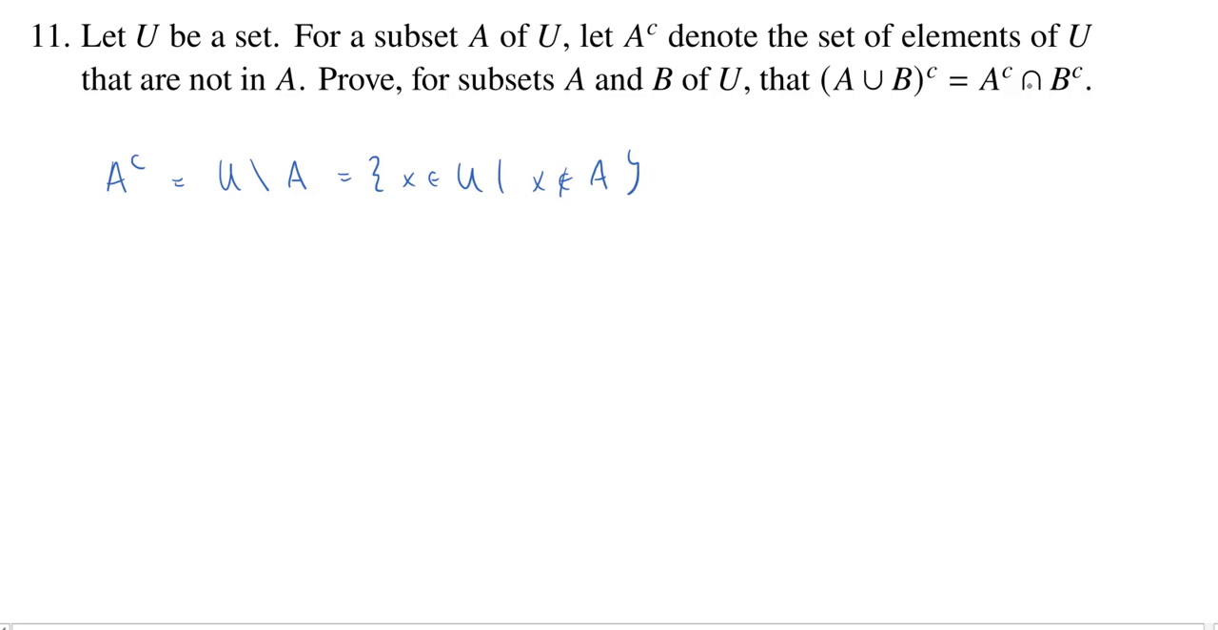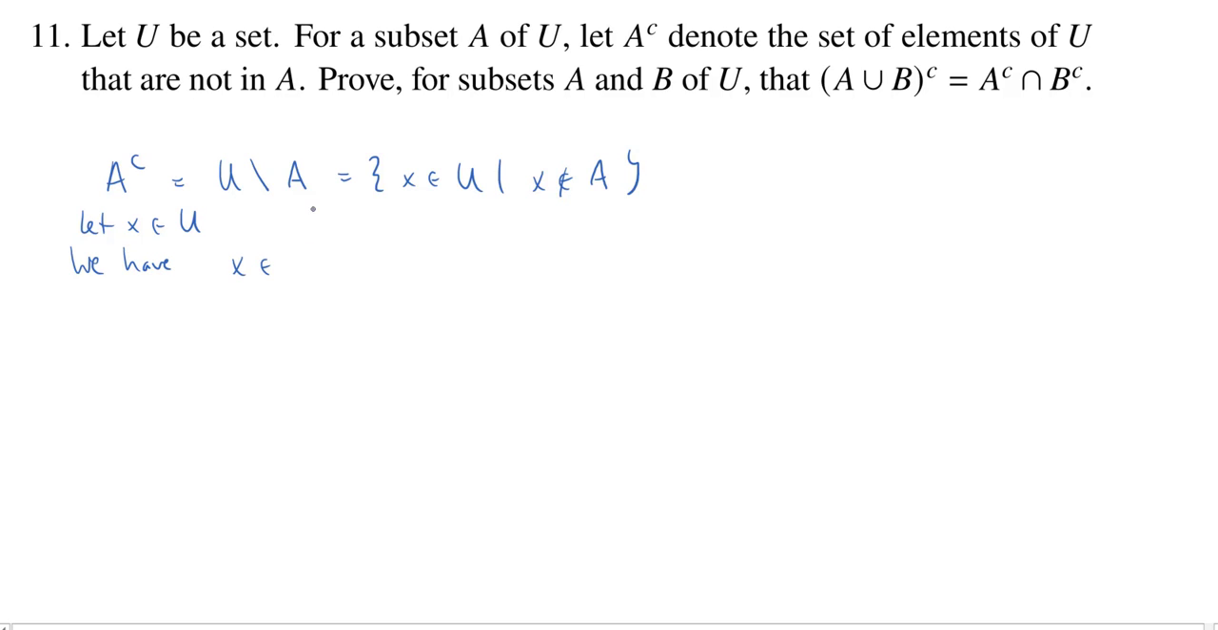All right, and so we want to show an equality between two sets. What does that mean? Well, two sets are the same if they have the same elements. So what I want to do is show that any element in the left side is an element of the right and vice versa. Let's take some element in U.